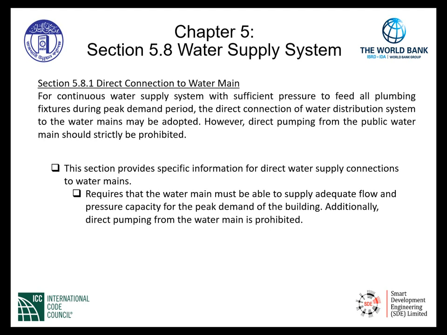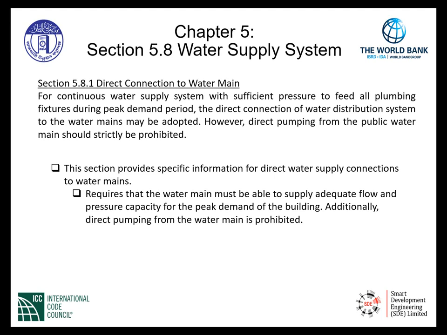Section 5.8.1, direct connection to the water main. For continuous water supply system with sufficient pressure to feed all plumbing fixtures during peak demand period, the direct connection of water distribution system to the water mains may be adopted. However, direct pumping from the public water main should strictly be prohibited. So this section provides specific information for direct water supply connections to the water mains.